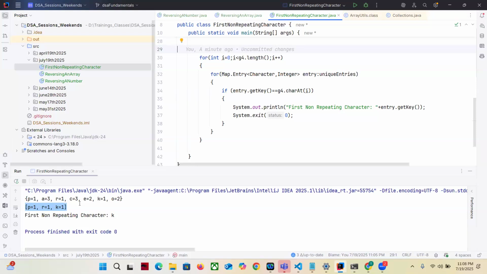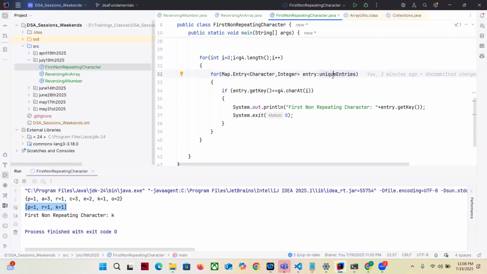And then this says map entry character integer is greater than unique entries. This is not greater than, this is a for each loop. Oh, okay. Because you haven't put each, I was confused. In for each, we don't use the word each. Oh, it's a lambda function? Okay, now I understand. There's no lambda here, first of all.